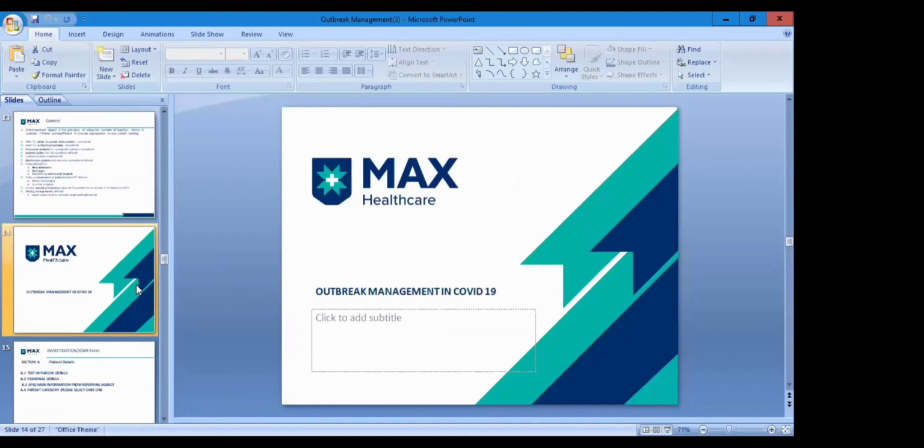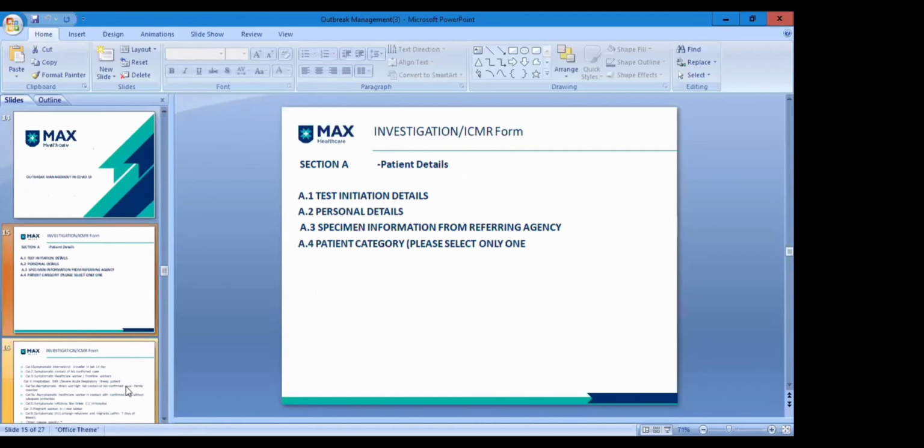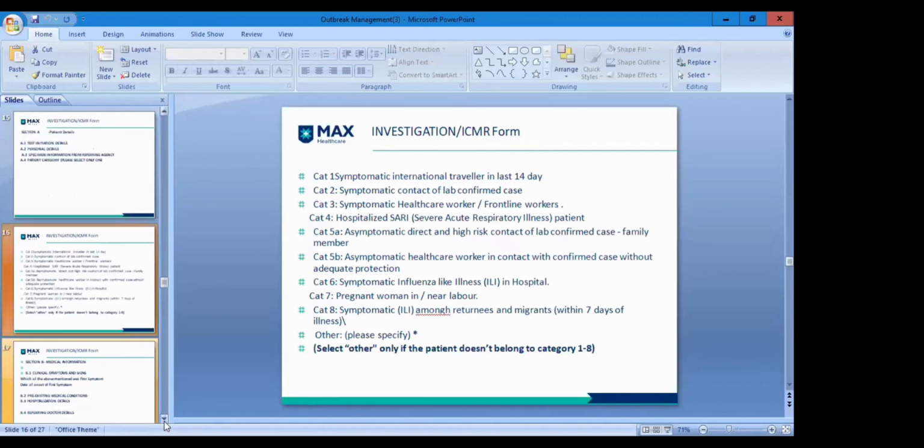I have most of the time dealt with COVID-19 also, so I will just rephrase that for COVID-19: what were the things which were required in this? If we talk about investigation, we had an ICMR form where the initial test details, personal details, specimen information, and referring agents were used, and patient category was also defined. There were different categories in these ICMR forms, according to which we would do the testing.